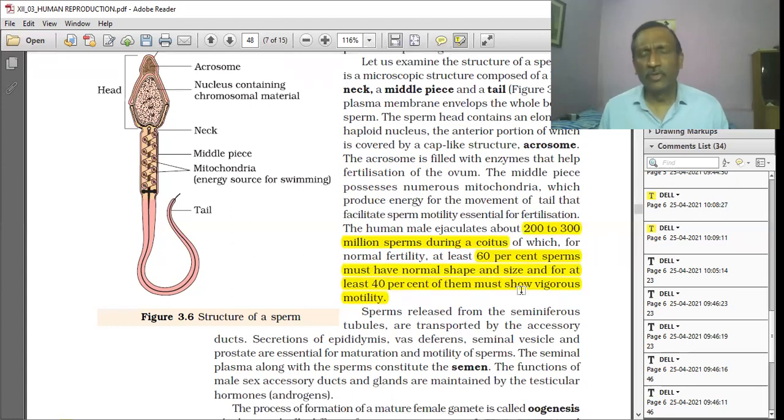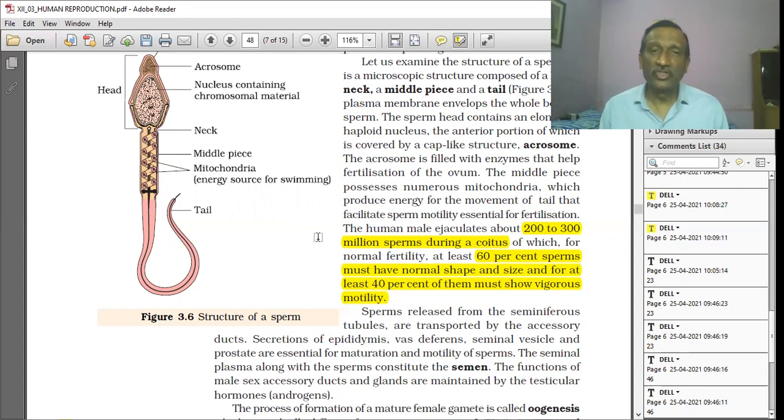You might have seen a number of cases, or in the next chapter we will study, that there are a number of types of infertility. One of the most important reasons for infertility is low sperm count, that is, instead of 200 to 300 million sperm, they may be producing fewer, or their motility is less, or their shape is not proper. In any of these cases, they will not be able to.